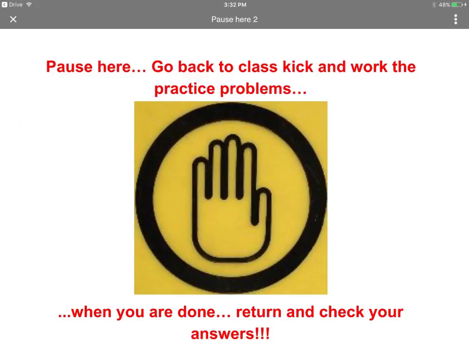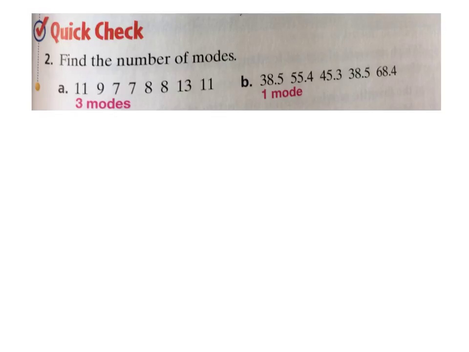So pause here, go back to Class Kick and work one. I'll be watching. Okay, so on here, I can see the answers there obviously, but let's talk about the number of modes. So let's see, what appears there? So 11 appears twice, right? And I see 8 appears twice, and 7 appears twice. There's actually 3 modes here.